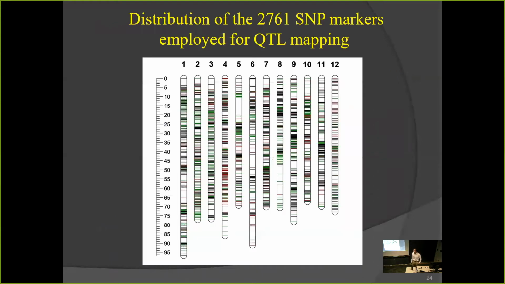This picture shows the SNP markers that I used. The green color represents SNP markers segregated in NI115, the red color represents SNP markers segregated in NI121, and the black color represents SNP markers segregated in both parents. And as you can see here, SNP markers are well distributed across the chromosomes.